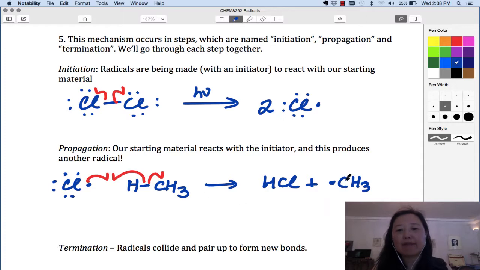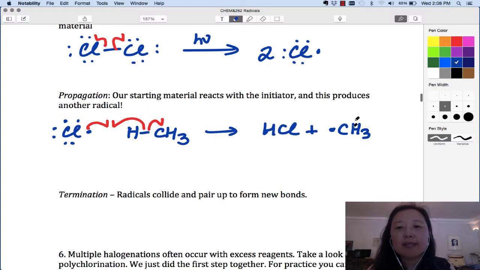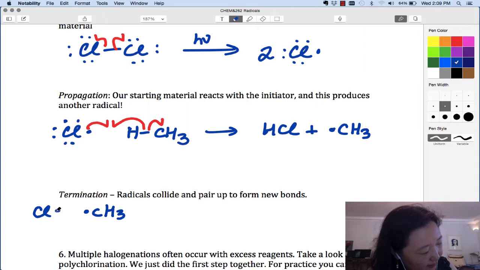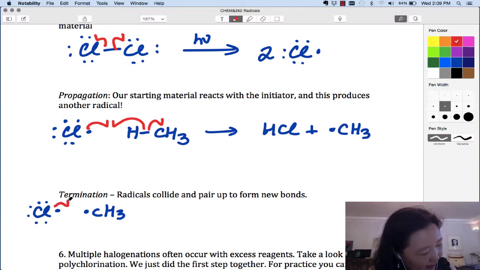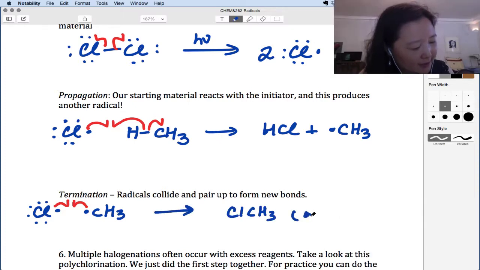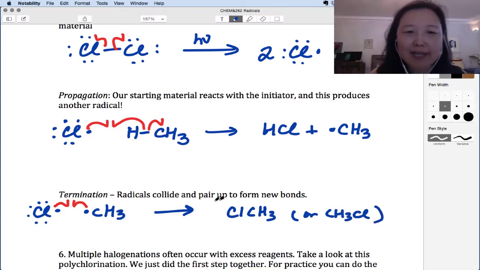Once we have that radical, we can do several things with it. One is we could take that methyl radical and pair it with a chlorine radical floating around from the first step. These two can get together, and whenever you have two radicals that collide with each other, they form a bond. That's called termination, because you've stopped making more radicals. Often you see this written CH3Cl. So there's our termination step.